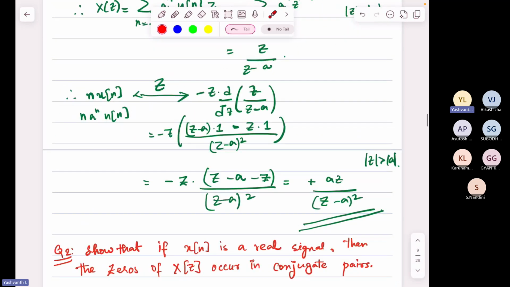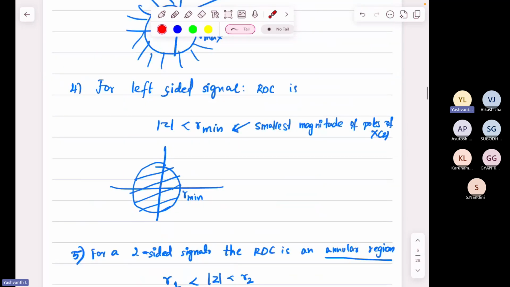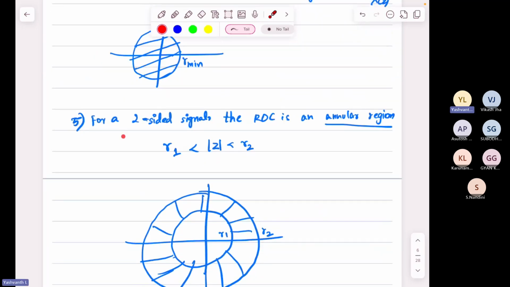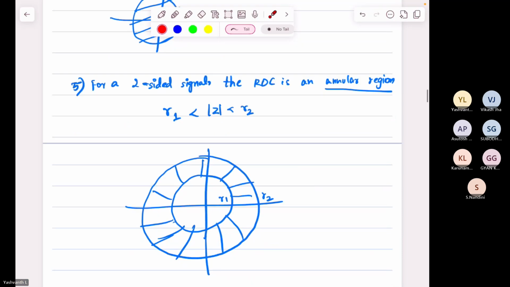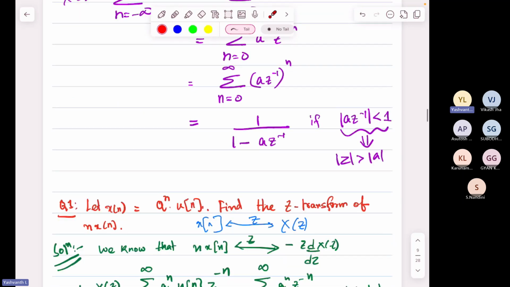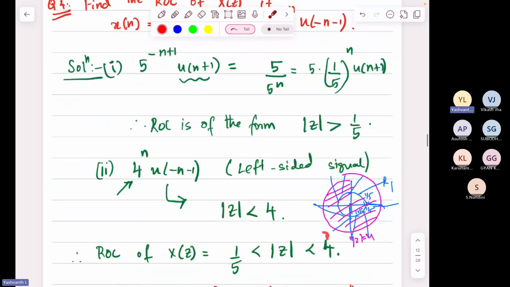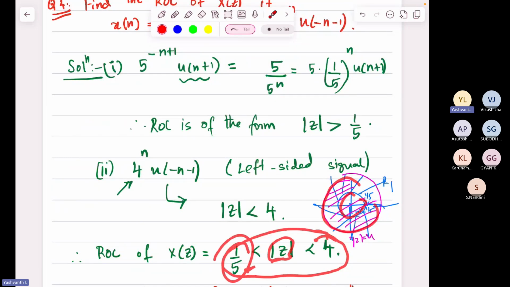But you see here in today's summary, what did we see? We saw that for a two-sided signal, the ROC is an annular region between R1 and R2, where R1 and R2 are two poles. Here the A's are the poles in this question. So this also admits the same form. That is, the ROC is an annular region between the two poles, 1 by 5 and 4.